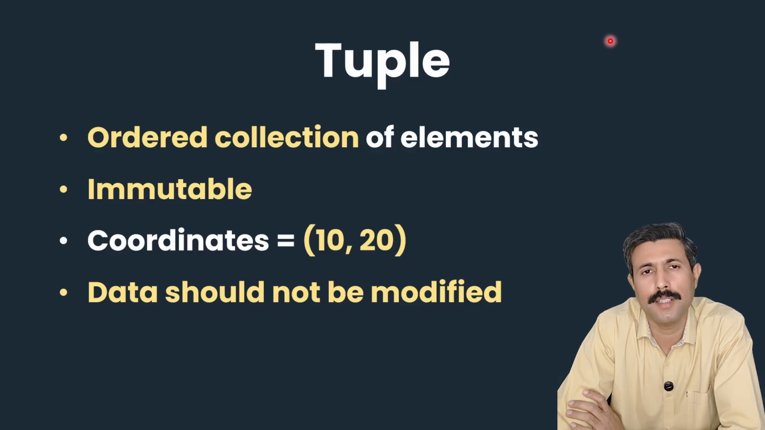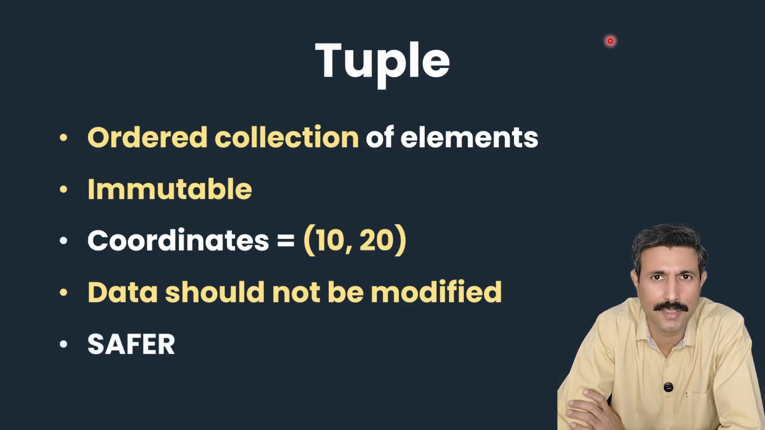For example, values that represent constants like coordinates or configuration settings, right? Those values should not be changed. So in that case, you're supposed to use them as a tuple. And these characteristics of tuples make them safer, right? So this is the simple thing about tuples.